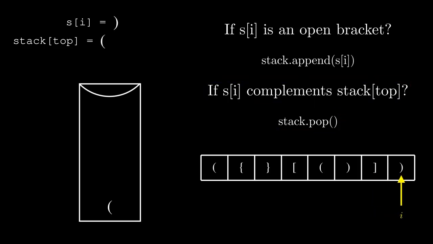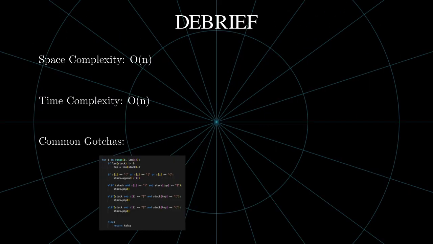By the end, if the stack is empty, we have found a valid parentheses. So that is how you solve valid parentheses. The space complexity is O of n as we are using an additional data structure, and the time complexity is also O of n as we are iterating through the array.